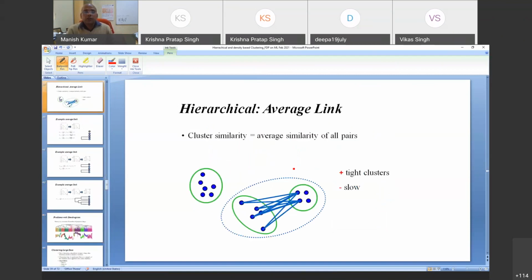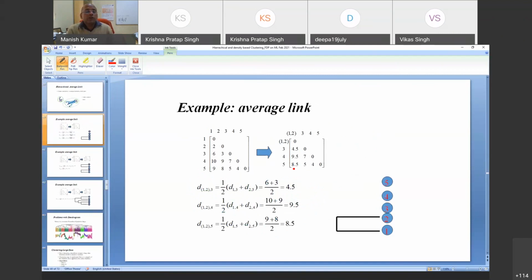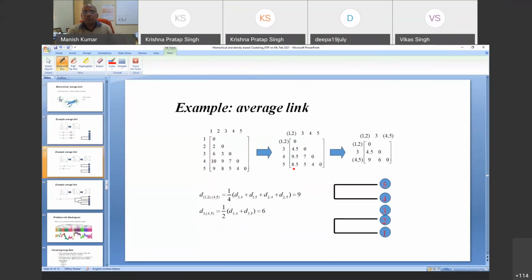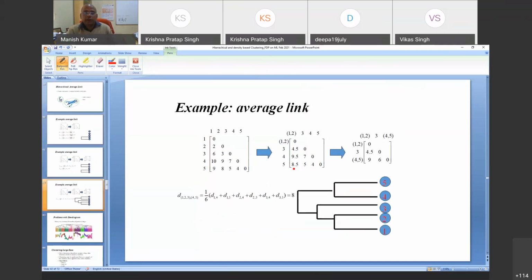Average, again, gives tight clusters, but is a bit slow. What we are doing is that I'm not going to select the minimum or maximum in this case, but rather I'll be taking the average. So just adding up 6 plus 3 by 2 will give you the average one, and the improved matrix will have an entry like this. Otherwise, the rest of the process is the same. So you'll be getting this particular dendrogram.